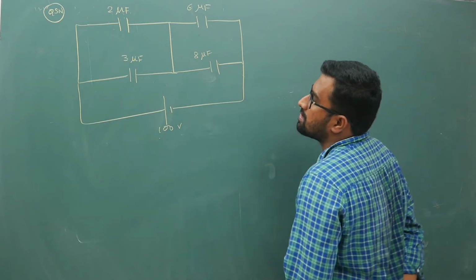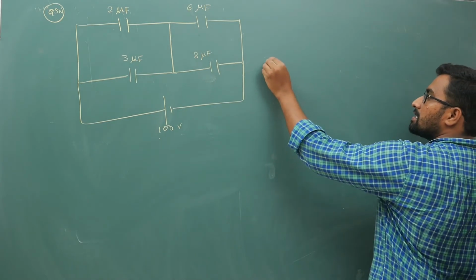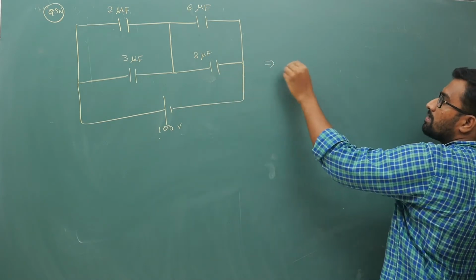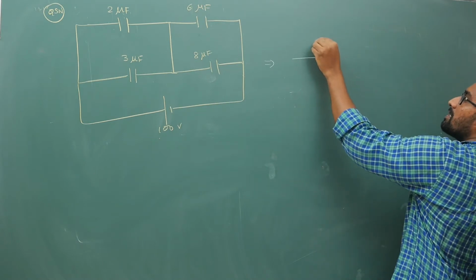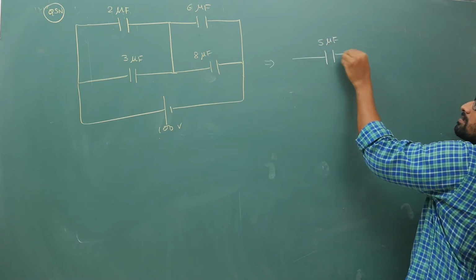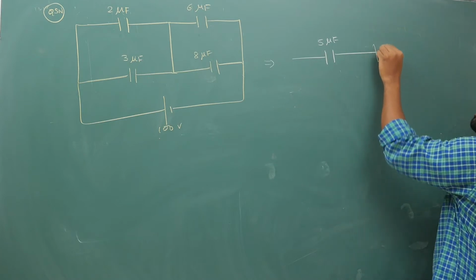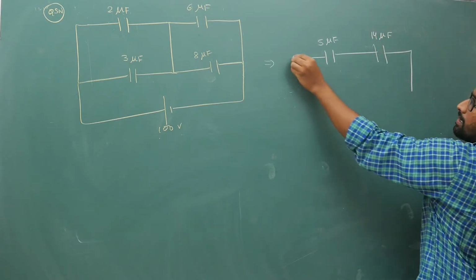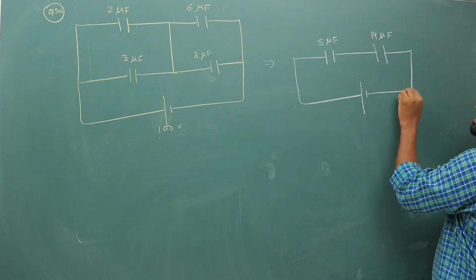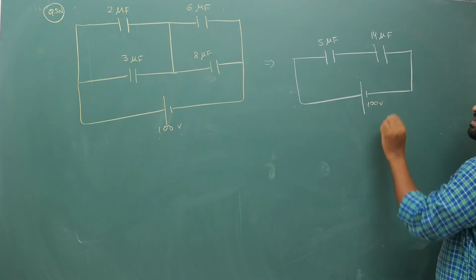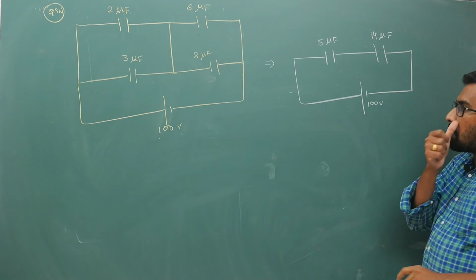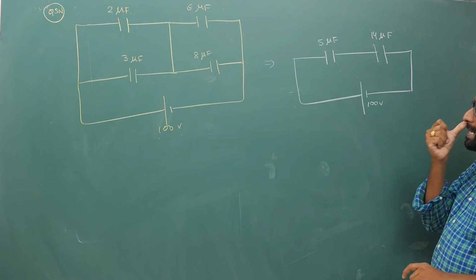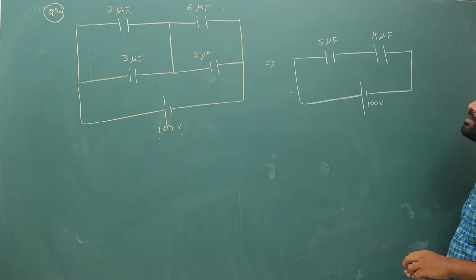The easiest approach is, in this case this has become equivalent. So 2 and 3 are in parallel, so I can replace them with 5 microfarad. 6 and 8 I can replace with 14 microfarad because those two are in parallel. So the resultant is in series, with this 100-volt battery. So directly you are going to get the answer in a simple way.